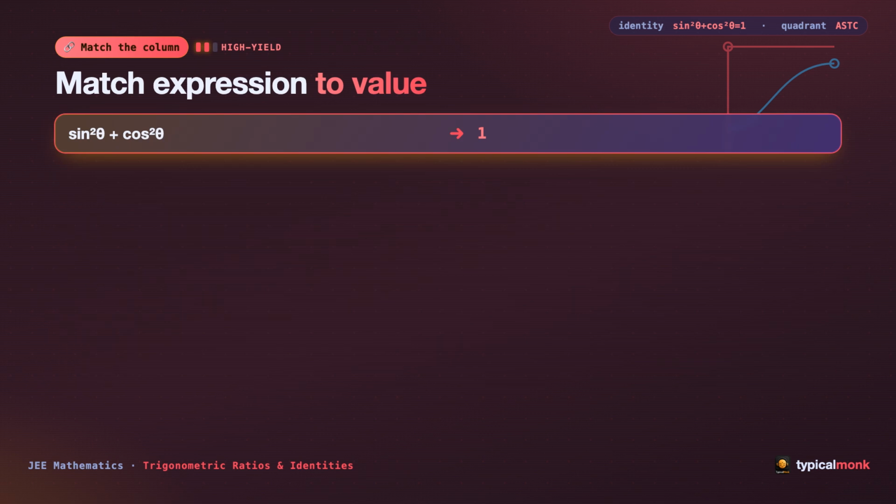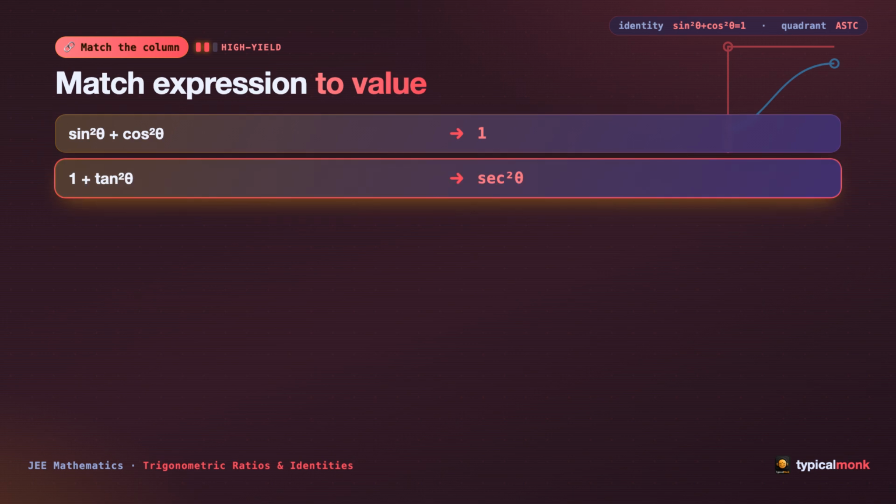A quick match now. Say each simplified value aloud before I reveal it. Sine squared theta plus cosine squared theta. This simplifies to 1, the master Pythagorean identity. 1 plus tangent squared theta. This simplifies to secant squared theta, dividing the master identity by cosine squared theta.